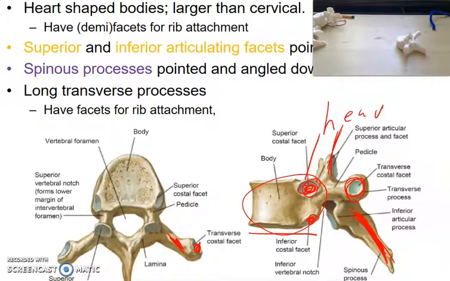So, the spinous process, not only does it angle down, it's very large. It has a lot of muscle that attach with it. And that is pretty much our thoracic vertebrae.